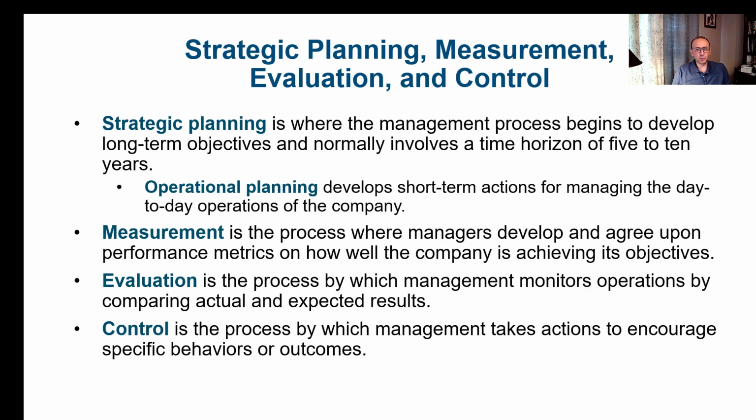In strategic planning, the word strategic typically means long-term, so something between 5 to 10 years. This is what we think when we use the word strategic. So strategic planning is where the management process begins to develop long-term objectives, and it normally involves a time horizon of 5 to 10 years. Please keep this in mind whenever we use the term strategic, we are referring to a long-term plan. That's a typical scenario for a strategic plan.